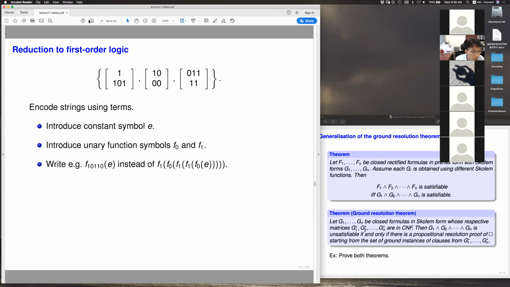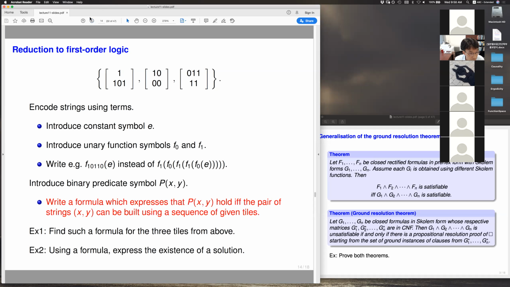So here's the one exercise, one specific instance, that I want you to do. Here's a particular instance of the PCP problem where we have three tiles, 1, 0, 1, 0, 1, this one, and these three tiles. And then we plan to encode this problem into the validity problem in first order logic. And here are some schemes of the encoding.